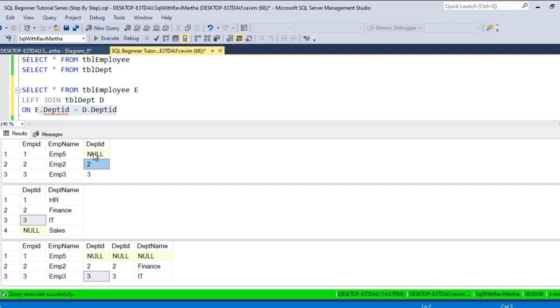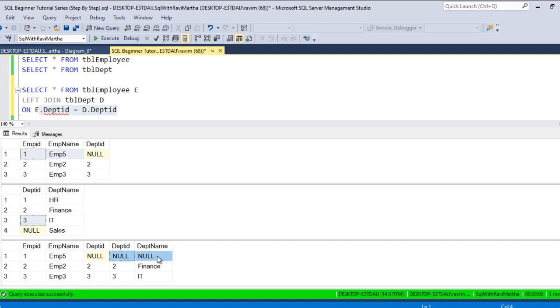So what it does is fetch that particular row, employee ID 5 with null, and the column for the department it will populate as null. So this will fetch the remaining columns. This is the remaining record from the left table. So what are the non-matching records from the left table? It will still bring them, and for the other table the columns will be stamped as null.